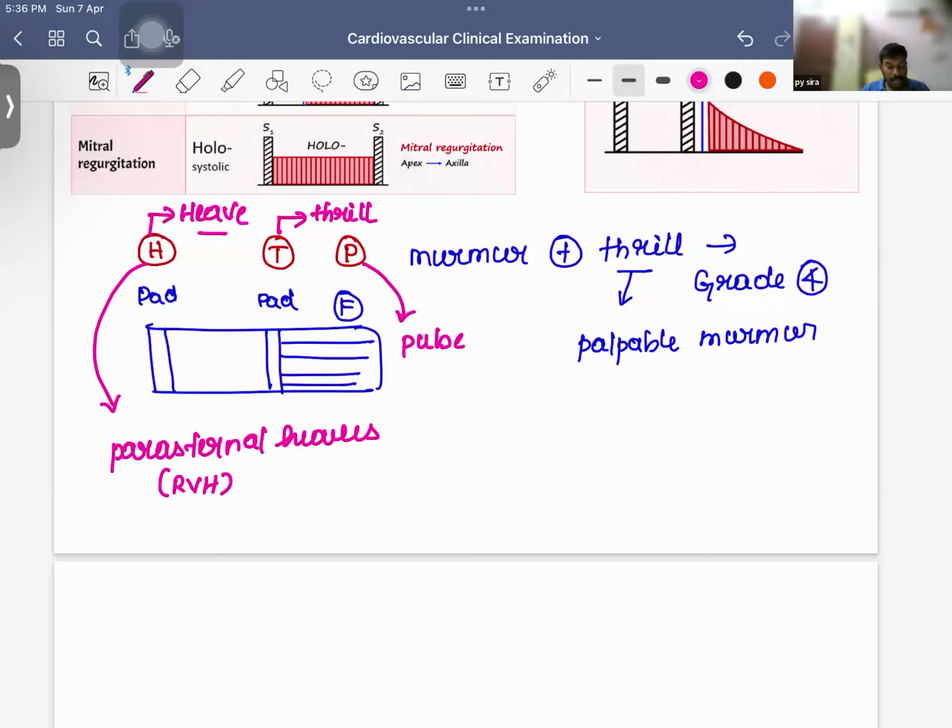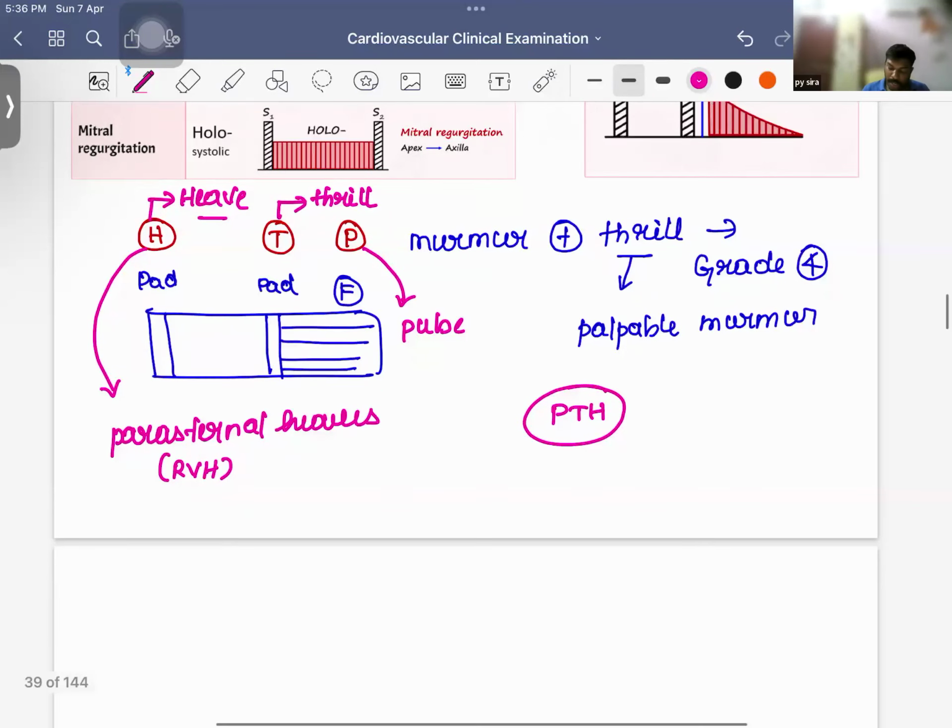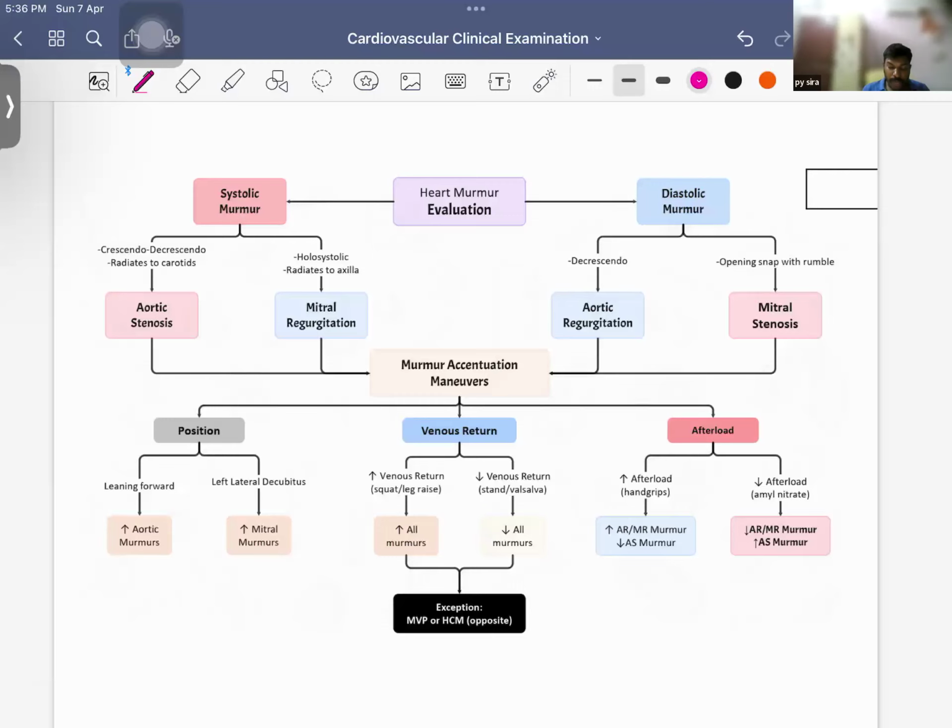This is the important thing you have to remember as PTH: pulse, thrill, heat. That is a very, very important thing to remember in your exam. Hope I'm clear till now. Okay, so whenever you have any patient with a heart murmur coming to you, you have to see whether the murmur coincides with the carotid pulse.